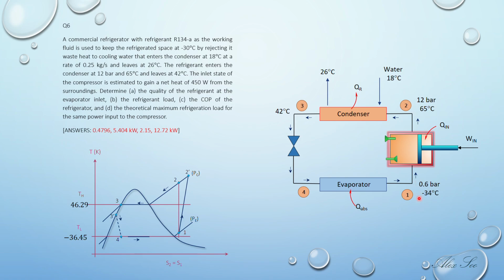Based on the schematic diagram, as you can see, the inlet here is 0.6 bar and -34 degrees C. The outlet of the compressor is 12 bar and 65 degrees C, and the outlet of the condenser is 42 degrees C. Based on this you can find the enthalpy at H3 and equate it to H4. You will also be able to find point 4 when you know the pressure is 0.6 bar. Points 4 and 1 should be on the same pressure line, and points 2 prime, 2 and 3 should be on the same pressure line as well.